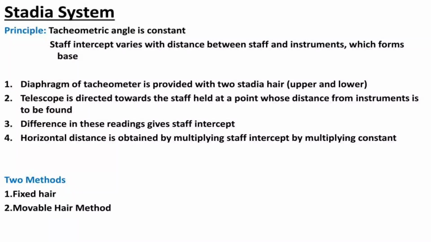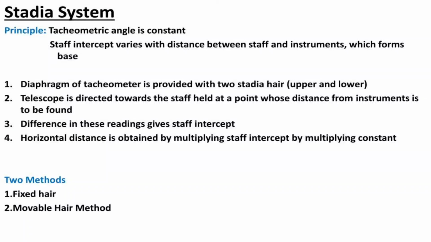So first of all, the stadia system means the tachyometric angle is constant. Staff intercept varies with the distance between the staff and the instrument, which forms the base. The diaphragm of the tachyometer is provided with two stadia hairs, that means upper and lower. The telescope is directed towards the staff held at a point whose distance from the instrument is to be found.